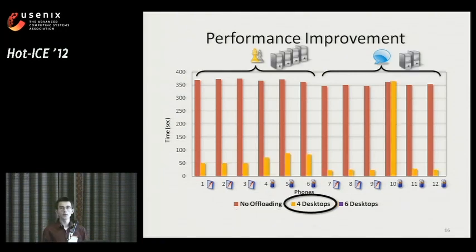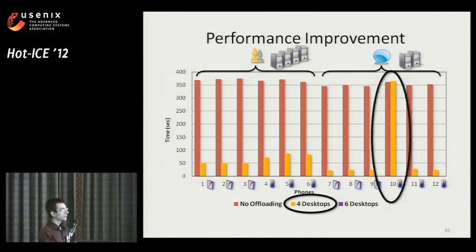But if we make 4 desktops available to do offloading, then suddenly the total execution time for the application is significantly reduced. So in the case of the chess applications, we can potentially use any of the 4 desktops that are available. Since we have privacy constraints for the speech recognition application, only 2 of the desktops are trusted. And so those 6 phones need to only share those 2 desktops.